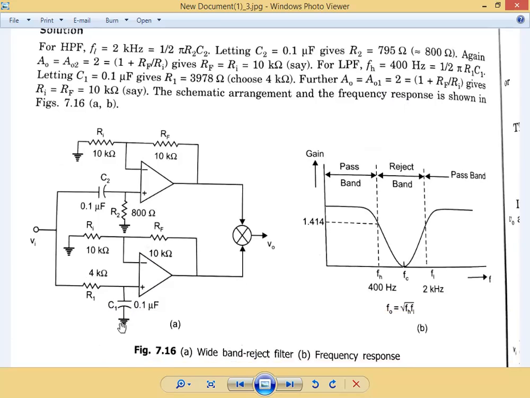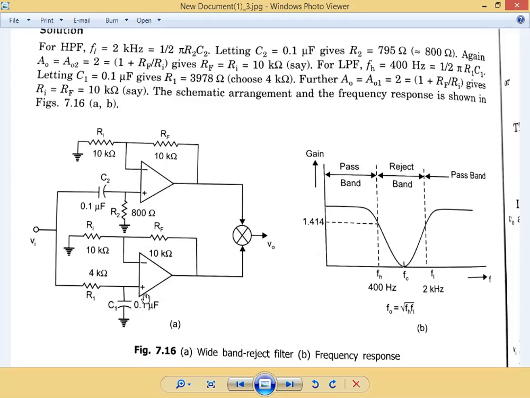So we are going to assume the C1 value, and we are going to find the R1 value. Here the R1 value we have got is nearer to 4 kilo ohms. We are going to replace it with 4 kilo ohms, and we are going to place in these values.